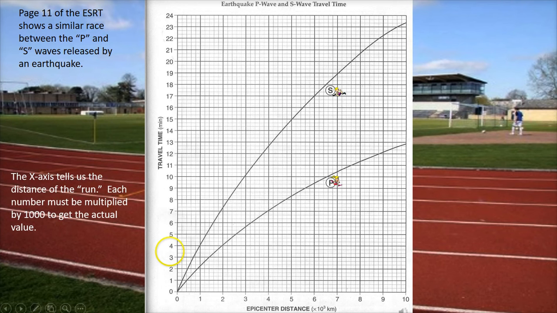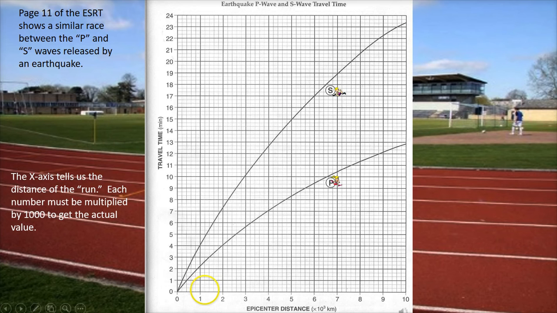So we're going to see how this graph works. The x-axis here is going to be the epicenter distance, and that's the distance of our run. We can see that the epicenter distances are 1, 2, 3, 4, and so on, but that's not 1 kilometer or 2 kilometers. It's 1 times 10 to the 3 or 2 times 10 to the 3 and so on. Since 10 to the third power is 1,000, this is really 1 times 1,000, or 1,000. 2 times 1,000 is 2,000, 3,000, 4,000, and so on.